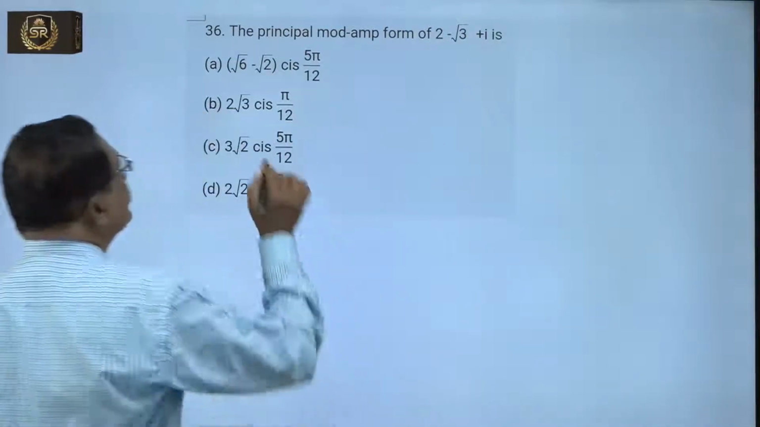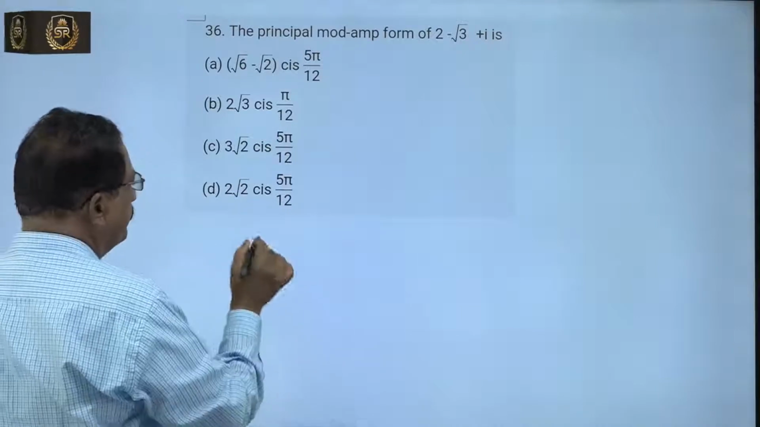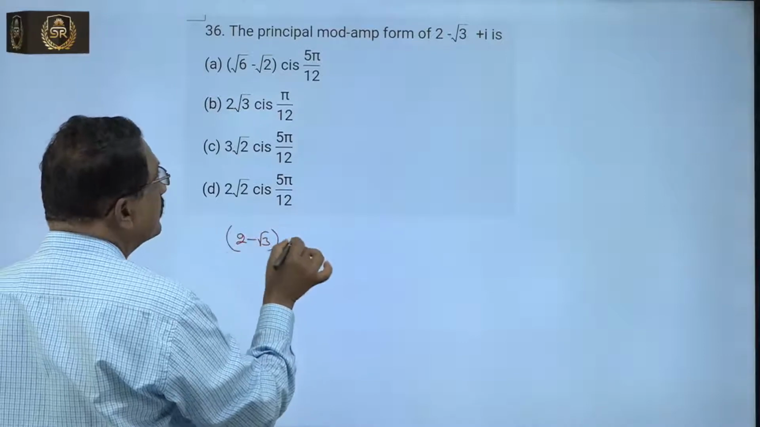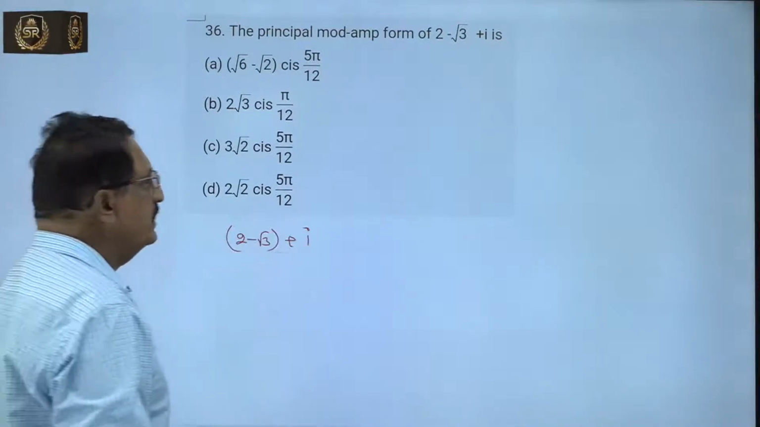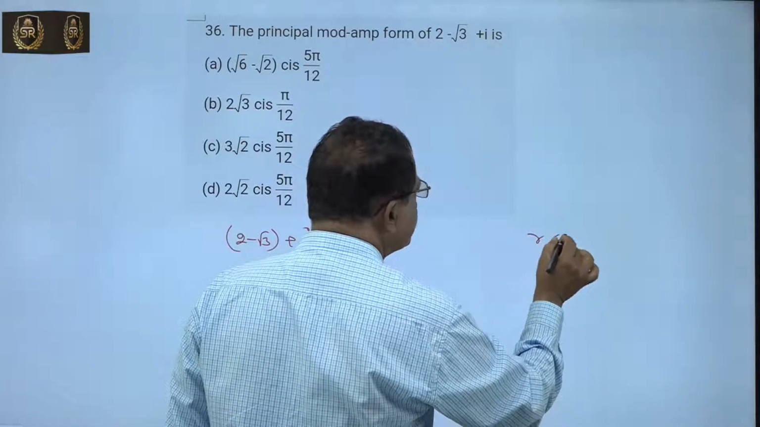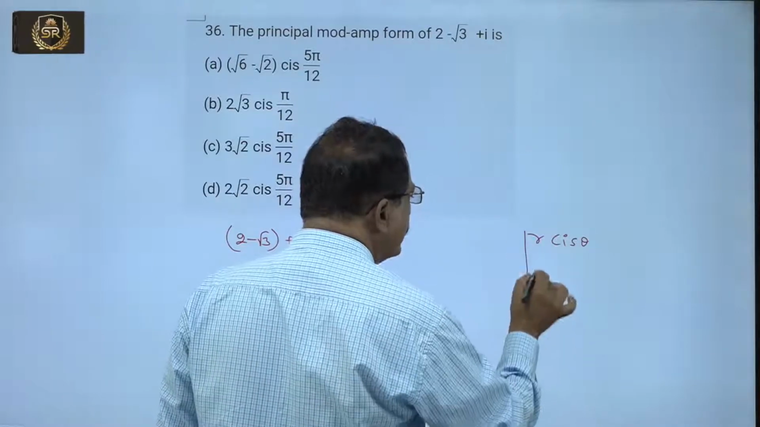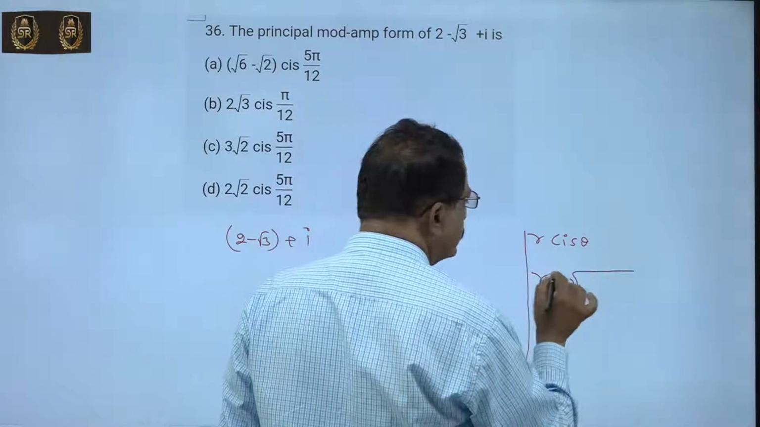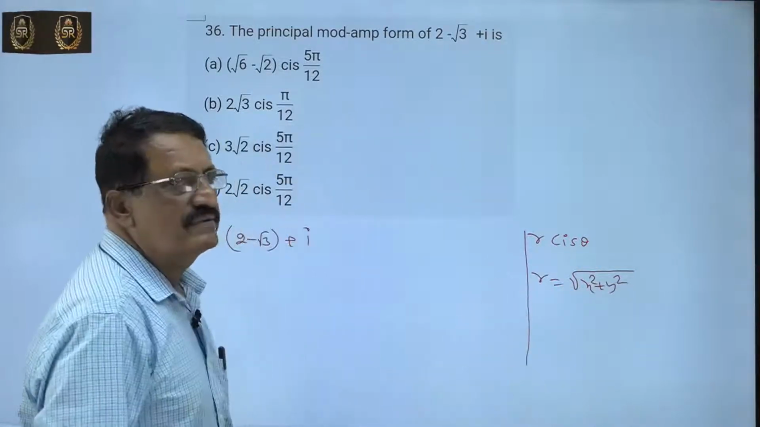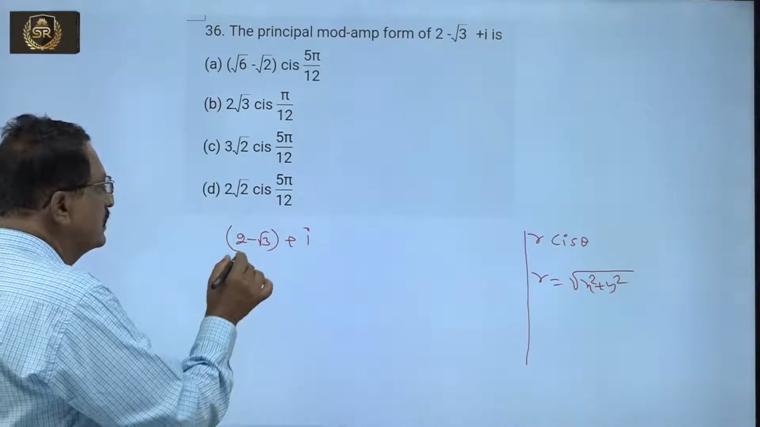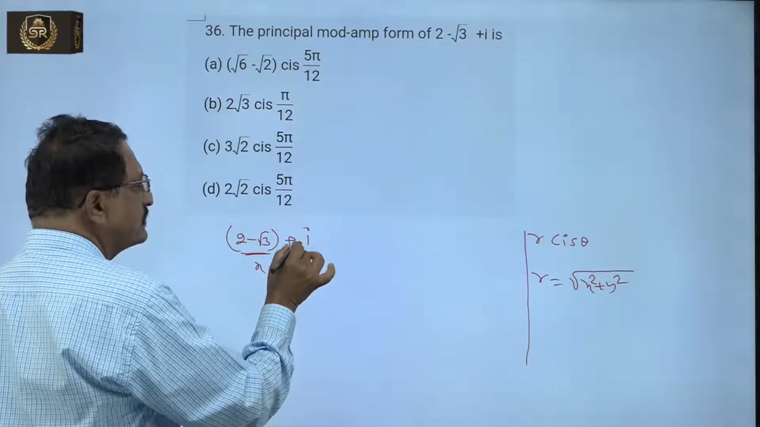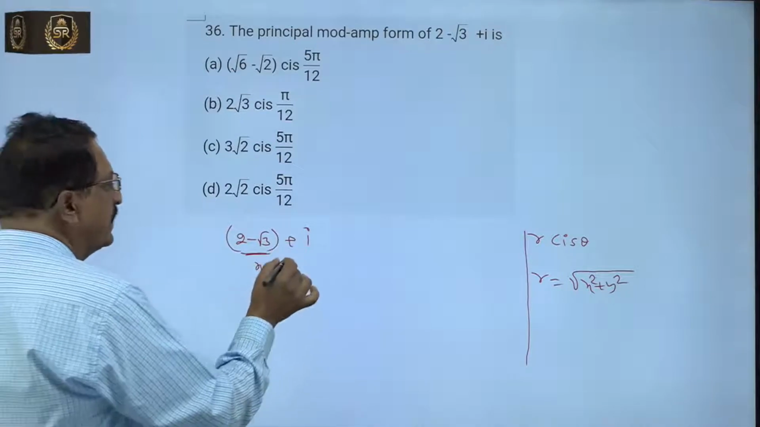Next, sixth problem, the principal mod amplitude form of 2 minus root 3 plus i, that is 2 minus root 3 plus 1 into i. Now what is the mod amplitude form? R into cis theta, where R is the modulus. R equals square root of x square plus y square, real part square plus imaginary part square. Here x equals 2 minus root 3, the real part, and the imaginary part y equals 1.